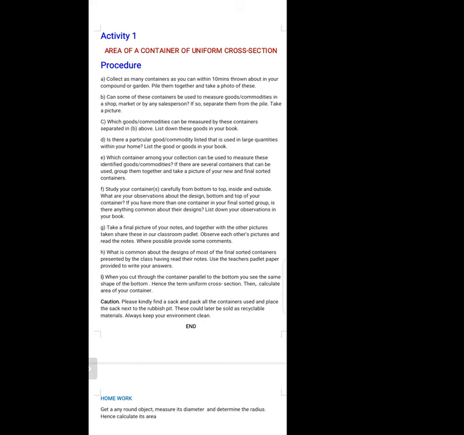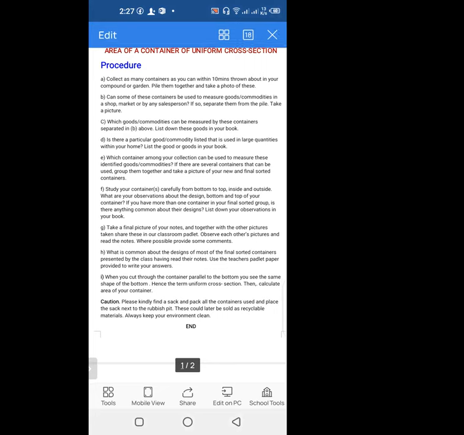Can we use them? Yes, some of them can be used to measure commodities. Okay, thank you so much. So having heard from her, if it is true that the containers you've gathered can be used to measure goods, separate them. Separate those which can be used to measure goods from the pile you have. It is 27 past 2, so I'm giving you just 2 minutes to separate.